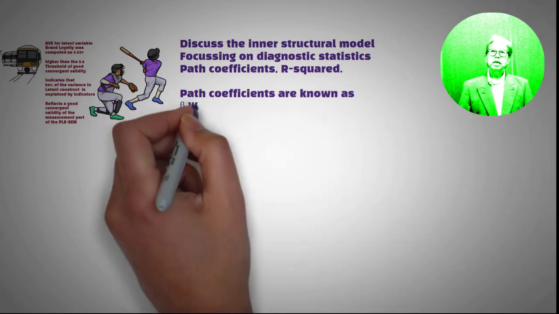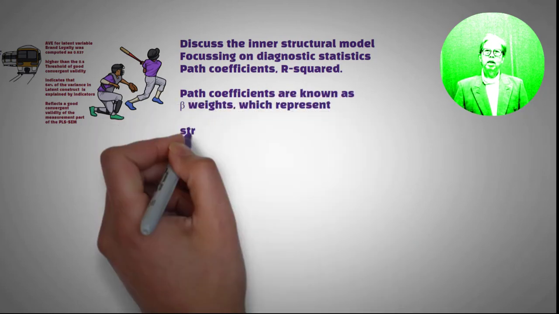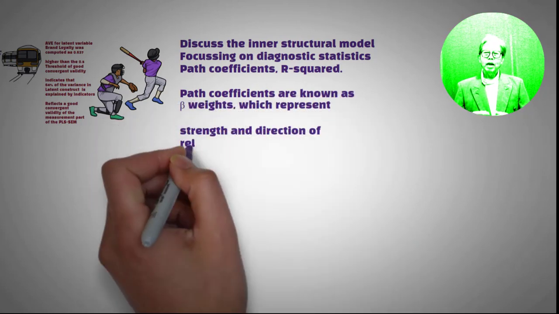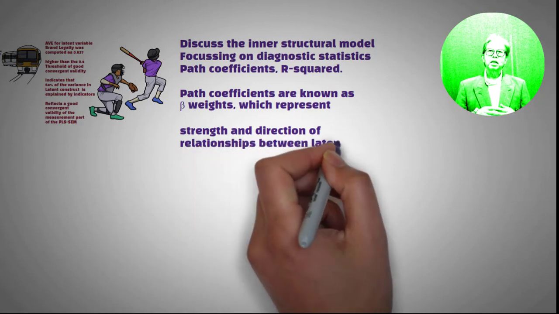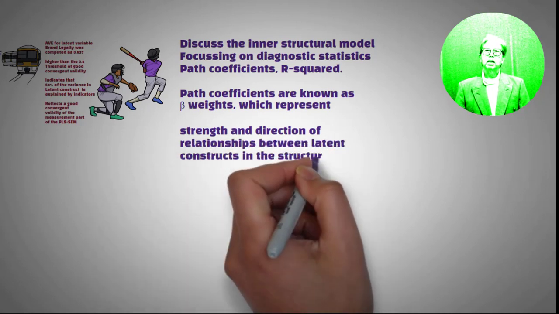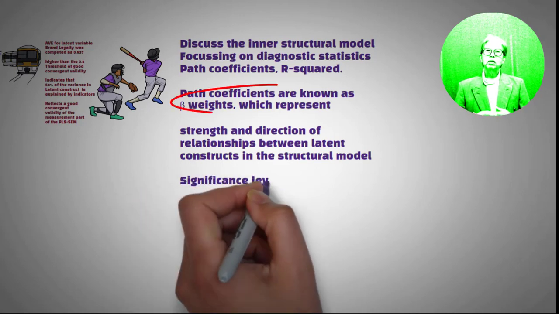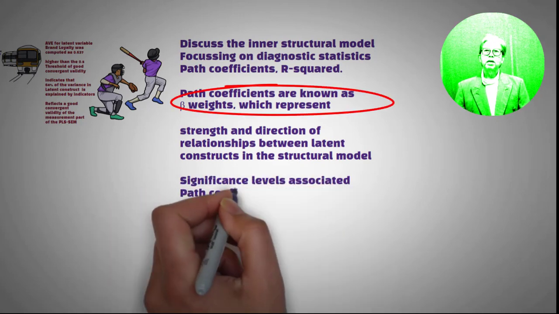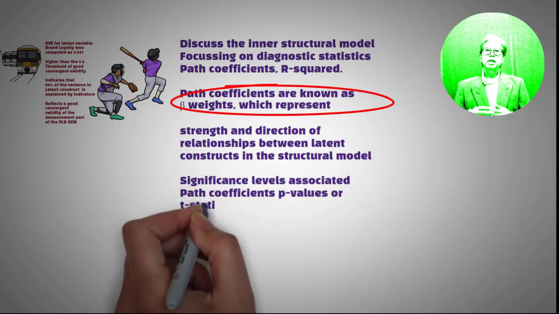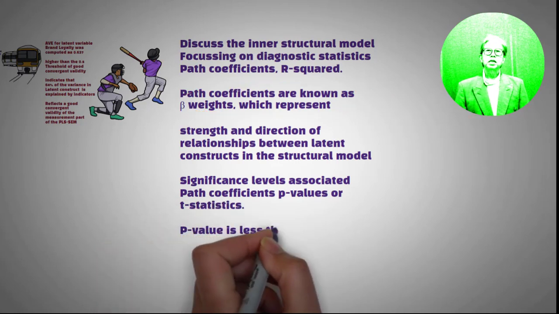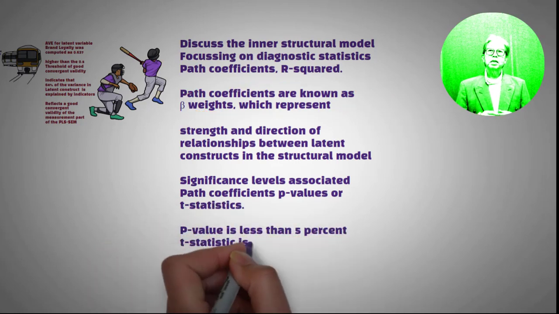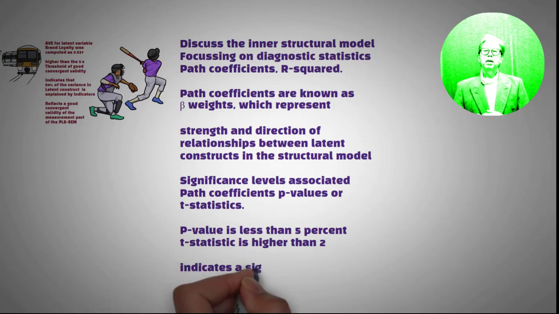Today I will also discuss the inner structural model, focusing on diagnostic statistics such as path coefficients and R-squared. Path coefficients are also known as beta weights, which represent the strength and direction of the relationship between latent constructs in the structural model.